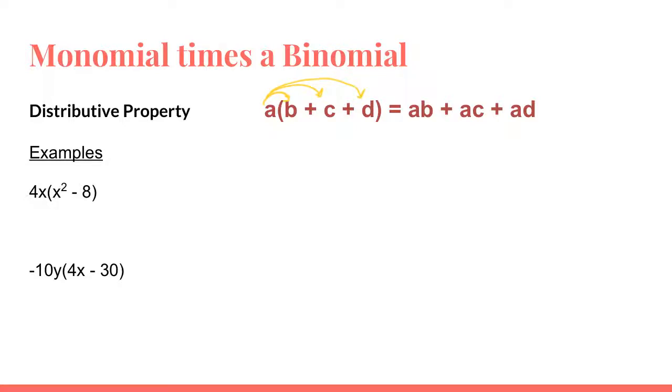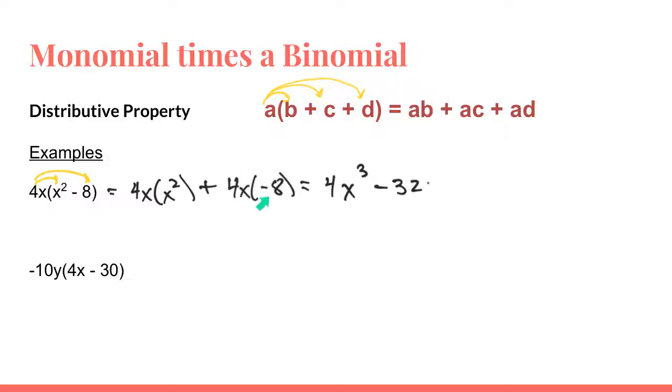Our first example is where you have a 4x multiplied by x squared minus 8. So that 4x will get distributed to both parts. That means that as we solve this, we're going to take our 4x and multiply by the term x squared, and then you're going to add to that the positive 4x multiplied by the negative 8. And as you multiply each of these parts, that would be a 4x cubed, because x times x squared, minus 32x, because of this negative 8 multiplied by 4, so minus 32x.